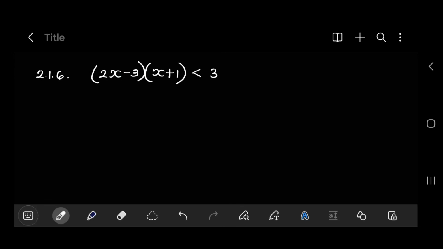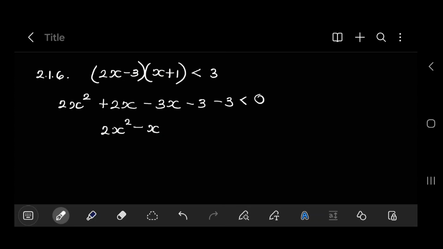We're going to have 2x times x, which is 2x squared. 2x times positive 1 is positive 2x. Negative 3 times x is negative 3x, and negative 3 times positive 1 is negative 3. At the same time, let's take this 3 from the right hand side over to the left. When it goes over, its sign changes, it becomes negative 3, and now we're left with 0 on the right. Let's now gather like terms. We have 2x squared. Then we've got a plus 2x minus 3x, which is negative x. And negative 3 minus 3 is negative 6. All of that is less than 0.